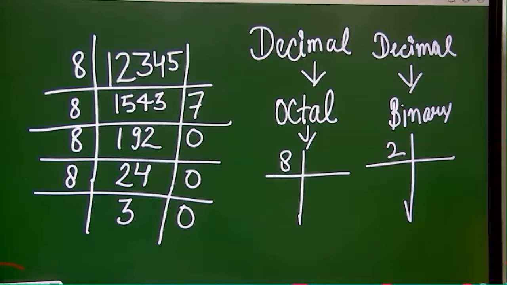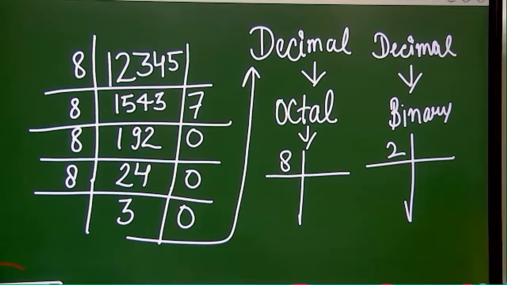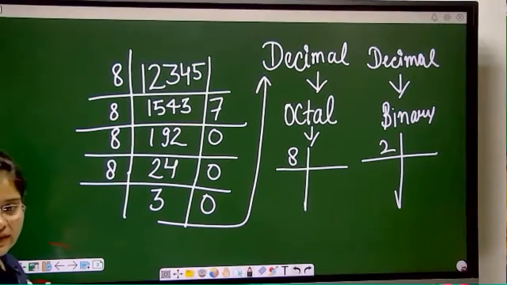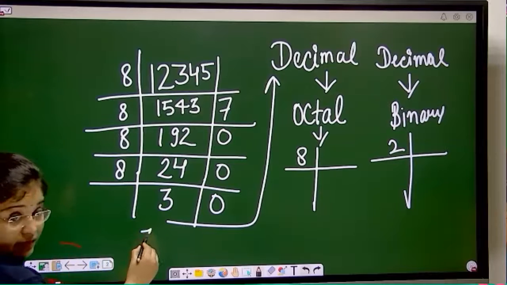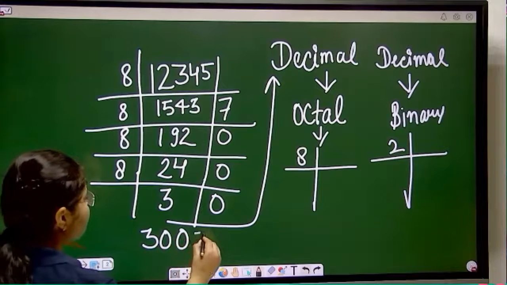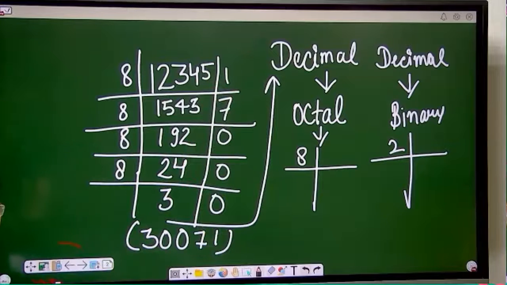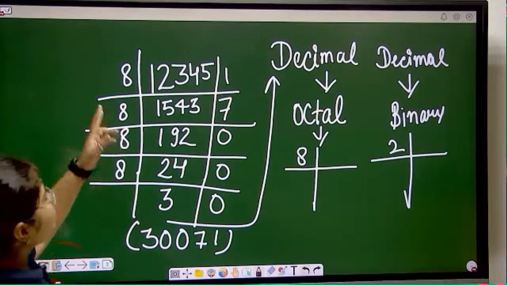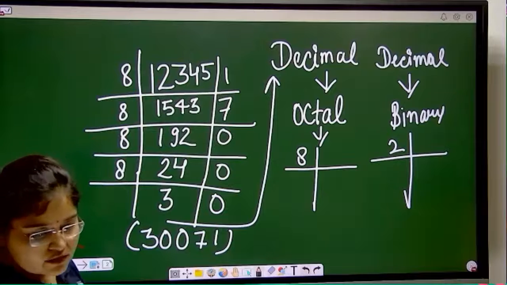Next, nothing will divide further. In the same way, from bottom to top you have to write your answer. Okay, and how can you write that one? Anyone? Yes, you have to write in this way. That will be your answer: 30071. 3007 and this is your 1. Okay, I forgot to put this one here, because in this way the remainder will be 1, then 7, then 0, 0, 0. Okay, so this will be your answer.